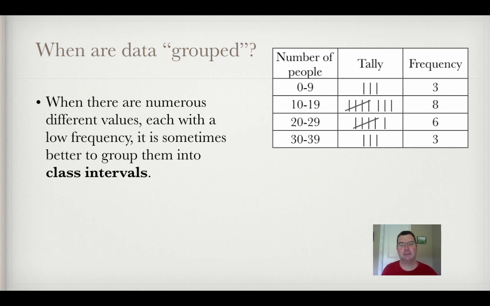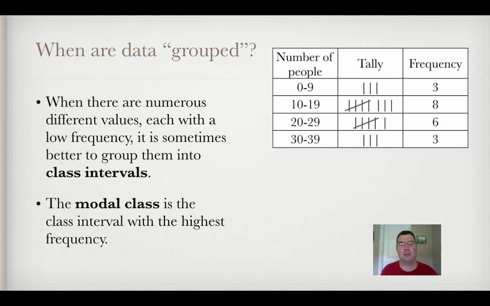So apparently I was surveying a bunch of people, and I guess it was the number of people that did something. Maybe it was the number of people that were on a bus at a certain period of time, I'm not sure. But I counted from 0 to 9 people 3 times. I counted somewhere from 10 to 19 people 8 times. I counted from 20 to 29 people 6 times, and I counted from 30 to 39 people 3 times. So just on regular intervals, I was counting the number of people that were somewhere, and that's what I came up with. It really doesn't matter what the situation is.